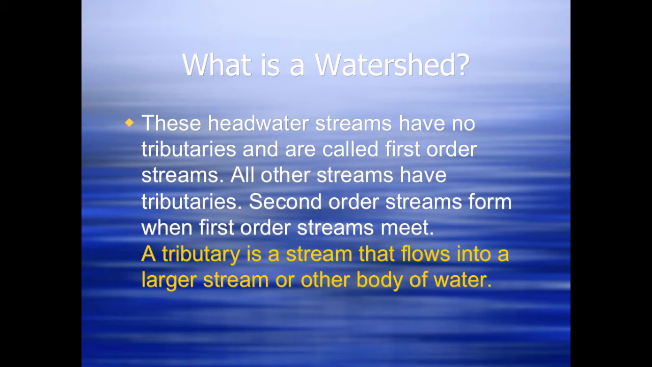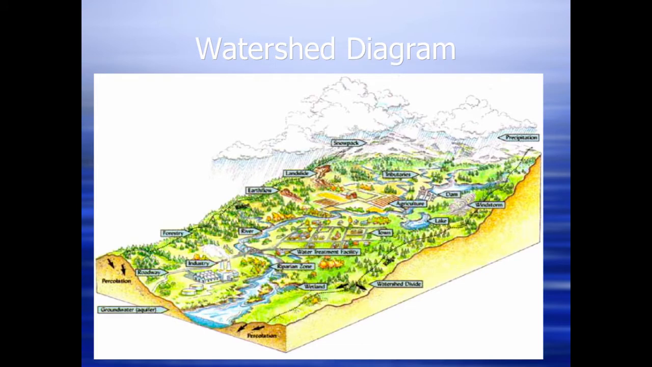So what is a watershed? The headwater streams have no tributaries and they are called first order streams. All other streams have them. Second order streams form when the first order streams meet. Okay, so it is a stream that flows into larger streams or to a body of water. So here's a picture of the watershed diagram. Notice how you can have precipitation coming down, you can have runoff, you can have drainage, you can have percolation where the water drains into the ground for the groundwater.